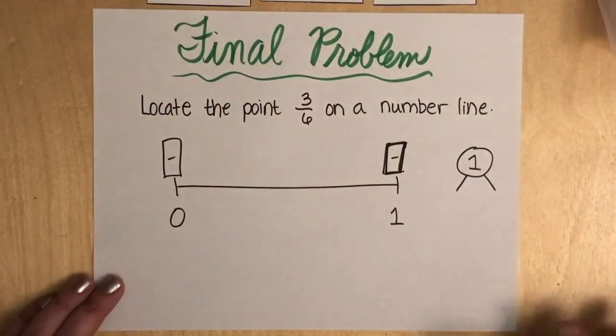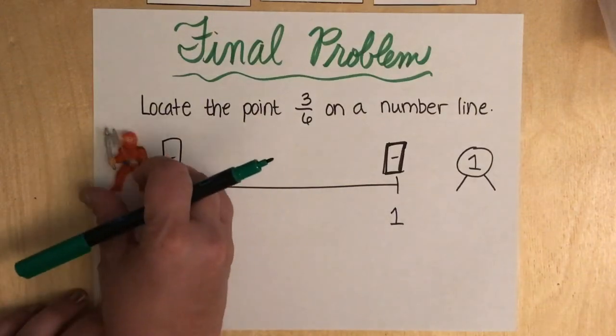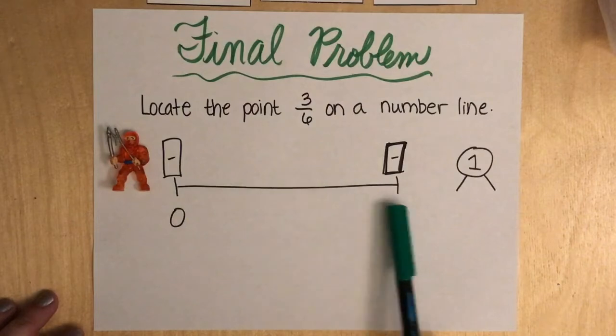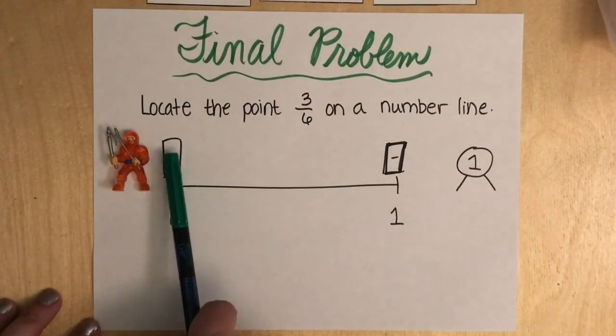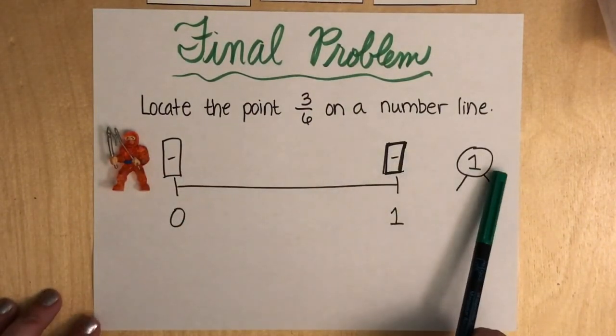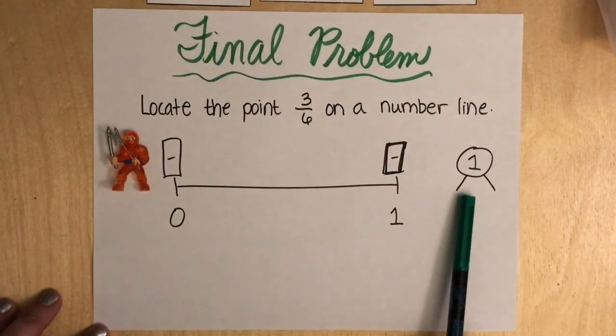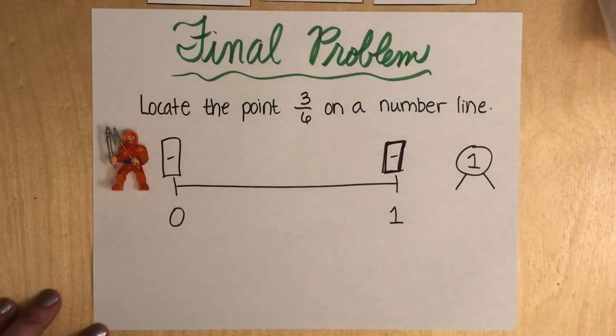You ready for your final problem? So please locate the point 3/6 on the number line. Divide your number line up into sixths. Don't forget to put your 0/6 and your 6/6. And then draw a number bond to represent when you had 3/6 over here, how much more of the distance did you have to walk?